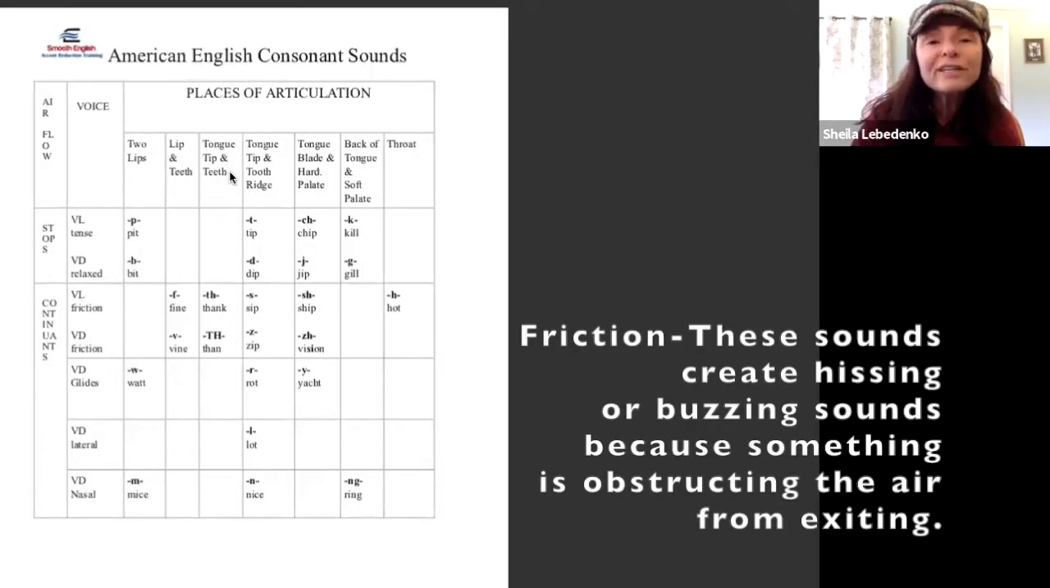A lot of friction is created. That's why I've written friction right here. All of these sounds in these two rows have a lot of friction. Something is obstructing the air from coming out, but it's still letting the air come out.